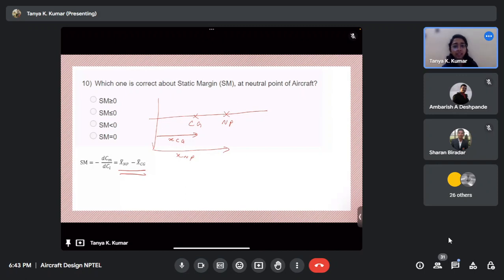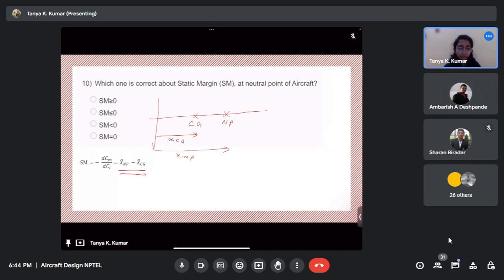So for a stable aircraft, would that quantity be positive or negative? Positive, yes. So for a statically stable aircraft, your XNP minus XCG value, or the static margin, would be positive. For an unstable aircraft, static margin would be negative. So before we get into all of that, what is stability? How do we define stability?